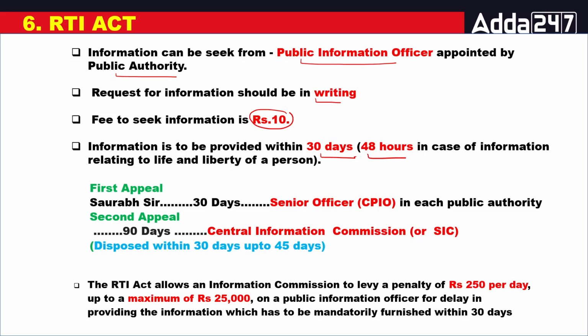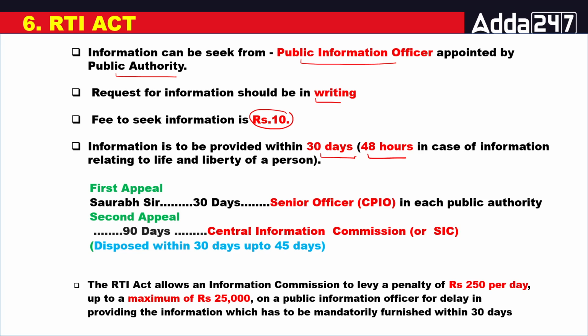First appeal: within 30 days with the senior officer of the CPIO. If we are not satisfied, then within 90 days we can file the case to the CIC. At the state level, it is the SIC.